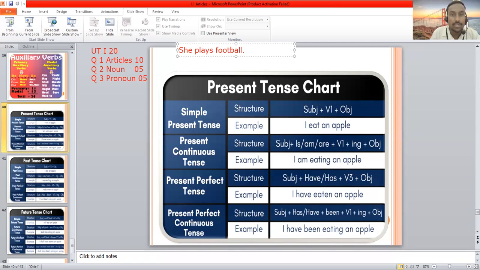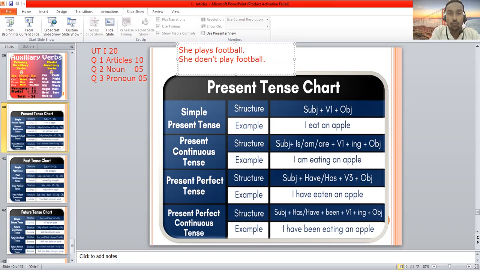Okay, so this is one sentence. For this we will get different sentences also, as we have discussed. We want to make it negative, so we want to add not here. So how will it be with not? She doesn't play football. So she doesn't or does not. You can use the contraction form also.